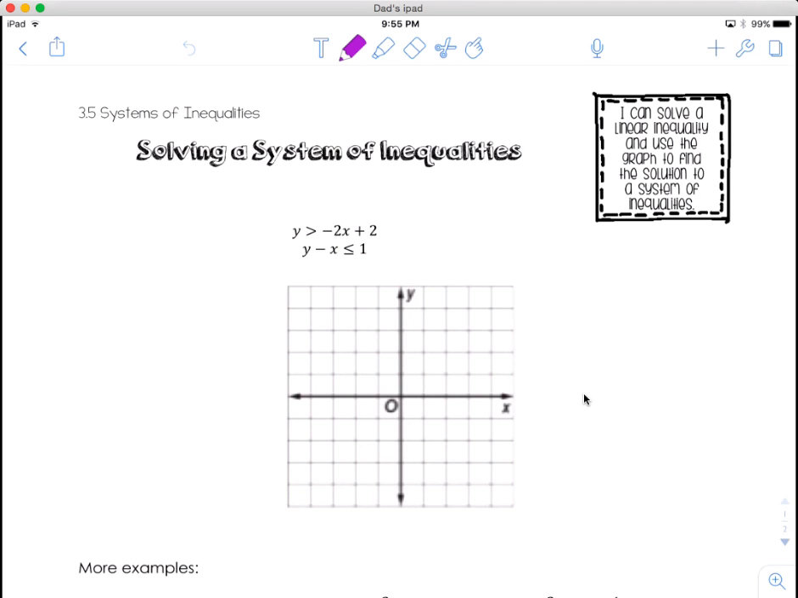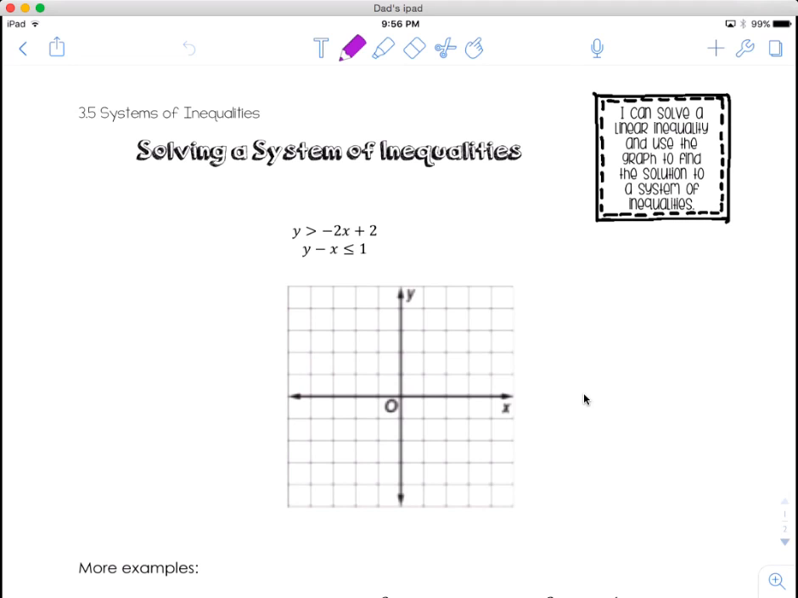Okay, guys, so this is the last lesson of our unit 3.5, System of Inequalities. Good job sticking with the videos this far. I know this unit has been kind of tough, but you guys have worked really hard, and I think we're going to do well when it comes time to assess over this.